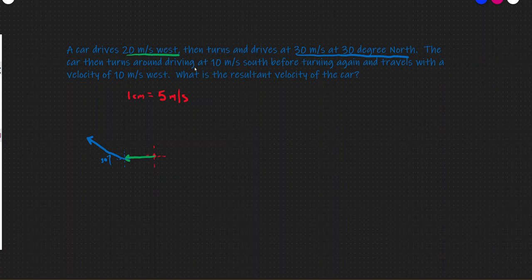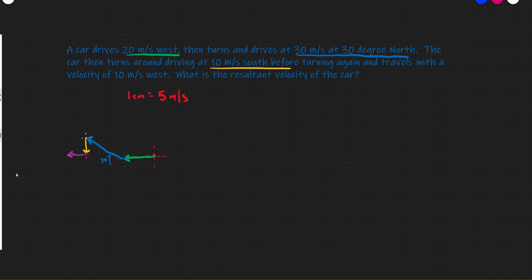And then they turn and drive 10 meters per second south. So we'll go from here, tip to tail. I'm just doing these tip to tail, 10. So that's like here. Okay, and then before turning again they travel with a velocity of 10 meters per second west. So we're going west again. This one was 10. I need a new color. Oh, we'll go rainbow. Velocity of 10 meters per second west. So same thing, tip to tail. Okay, 10. So like there.